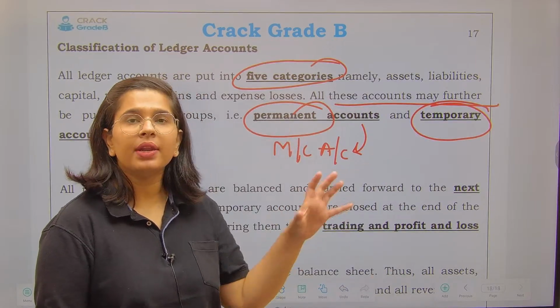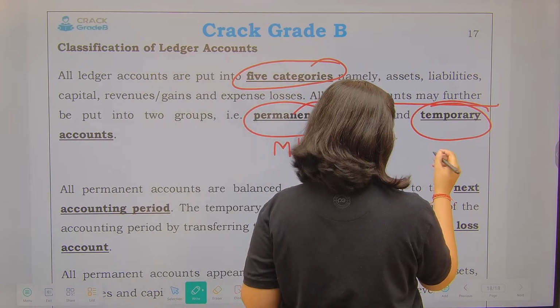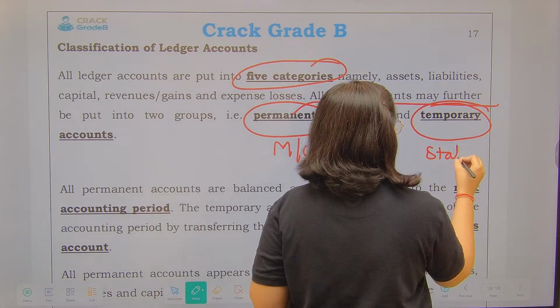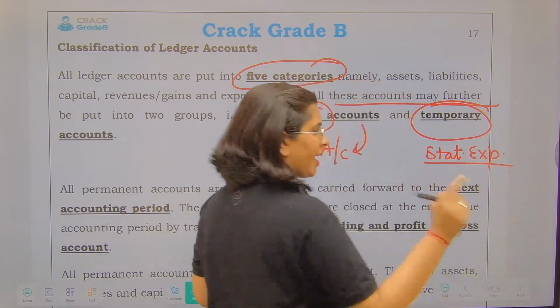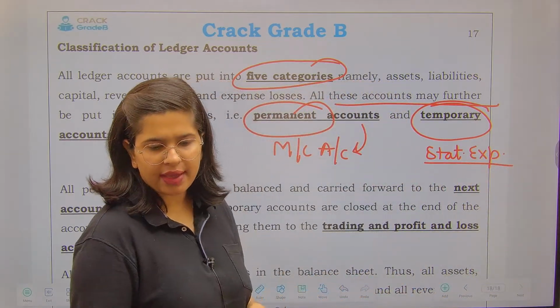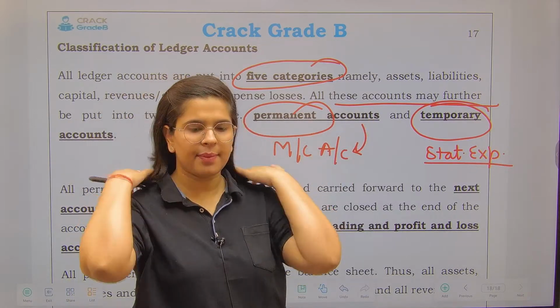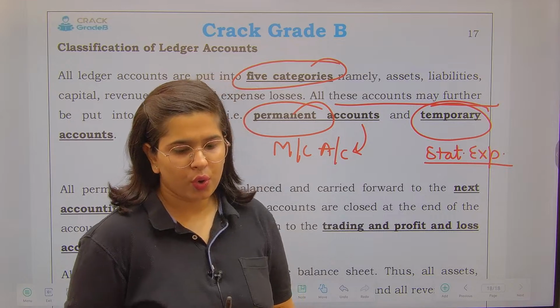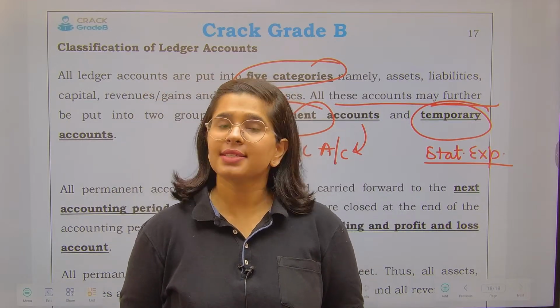Next are temporary accounts. Temporary accounts means, let's say, stationery expenses. So this account I am going to open every year and close every year. Fine. So this will be called a temporary account. More explanation on this we will be discussing tomorrow. This is it for today.